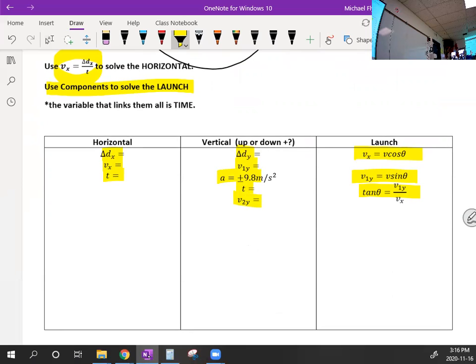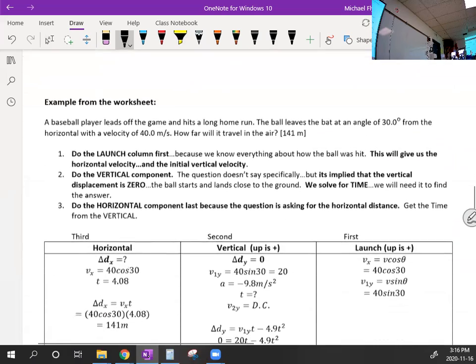What links the 2 equations? Time. Whoops, I don't know how to spell that correctly. Time links the 2 vertical and horizontal components together. They have the same amount of time, obviously, okay?